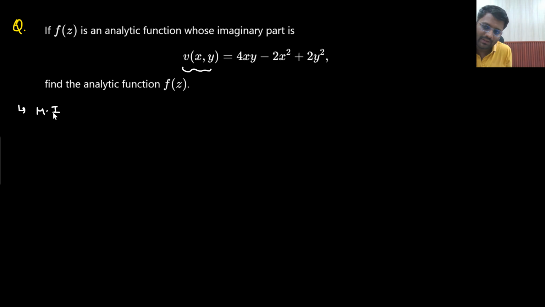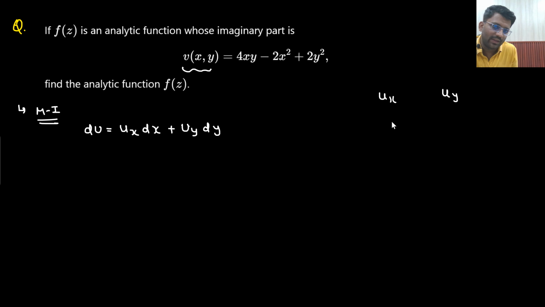What will be method 1? Method 1 will say that you need to find out the value of u, which you are not having. That means you will do partial differentiation of u with respect to x dot dx plus partial differentiation of u with respect to y dot dy. I have the value of v only. What do I know? ux, uy, vx, vy. I know that ux would be equal to vy, and uy would be equal to minus vx.